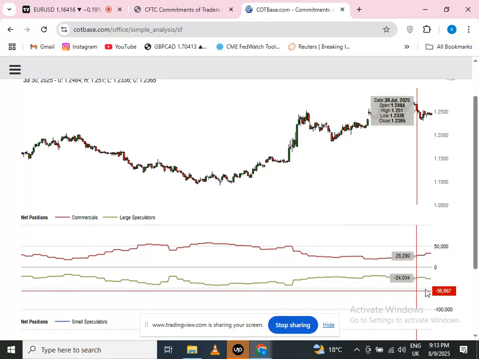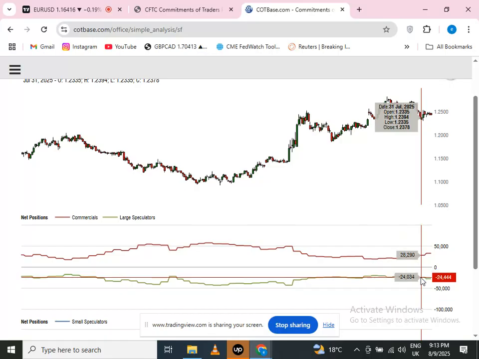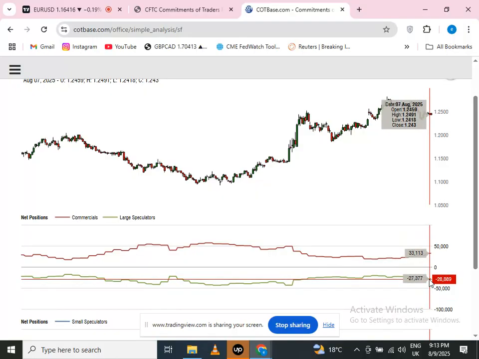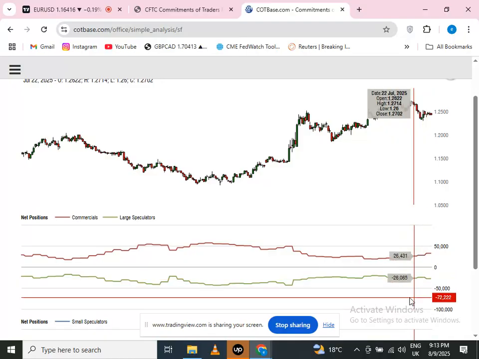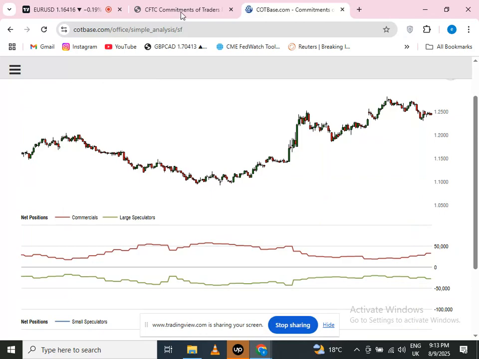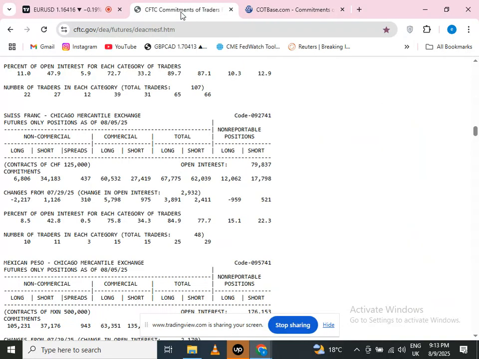According to this week, they have changed their positions from negative 24,000 to currently negative 28,000. They continue selling the Swiss franc futures, as you can see here. If you look at the Commitment of Traders chart, the numbers for short and long could leave you not understanding.